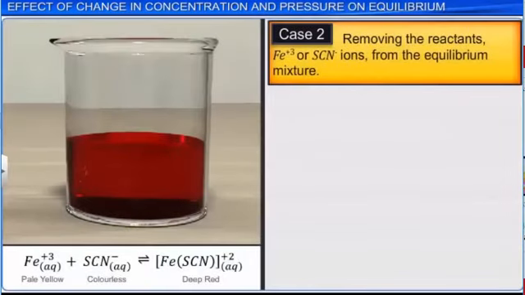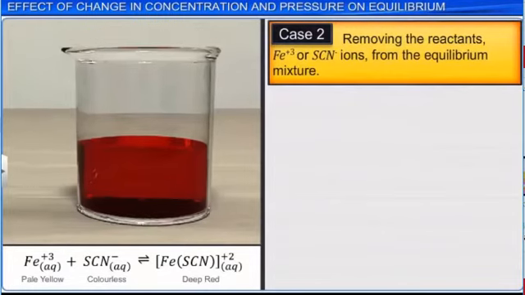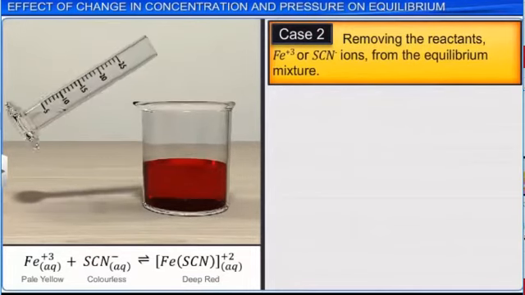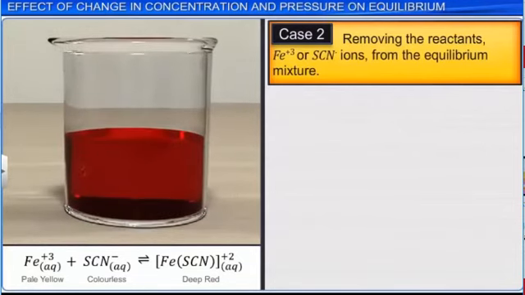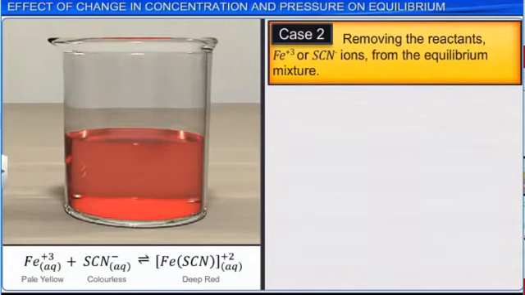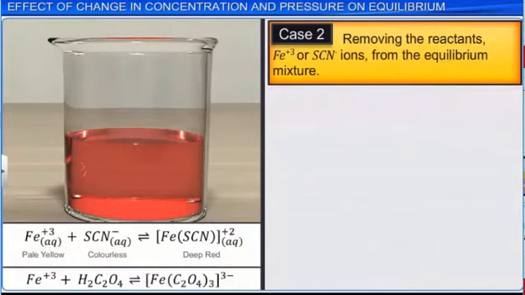Case 2. Removing the reactants Fe³⁺ or SCN⁻ ions from the equilibrium mixture. Now, suppose you add a few ml of oxalic acid to the reaction mixture at equilibrium. You can see that the intensity of the red color of the solution decreases and the solution turns pale. Why does this happen? Oxalic acid reacts with Fe³⁺ ions in the equilibrium mixture and forms a stable complex, trioxalate ferrate(III) ion.